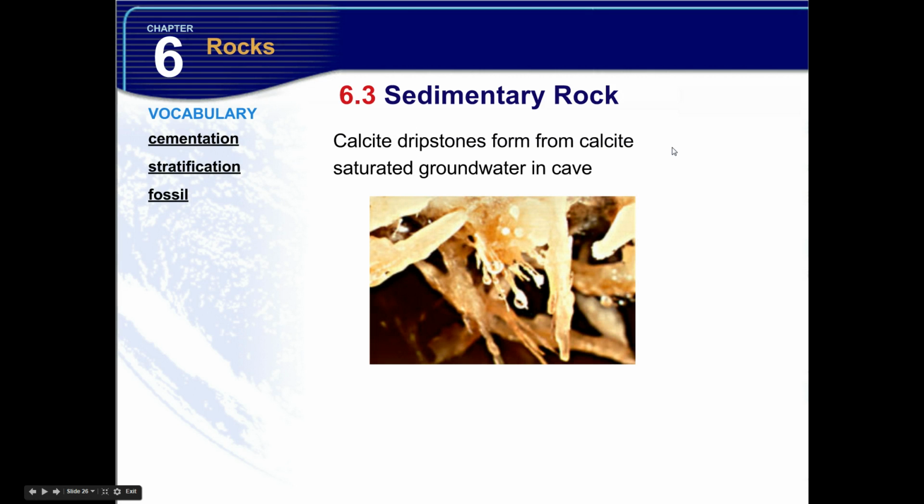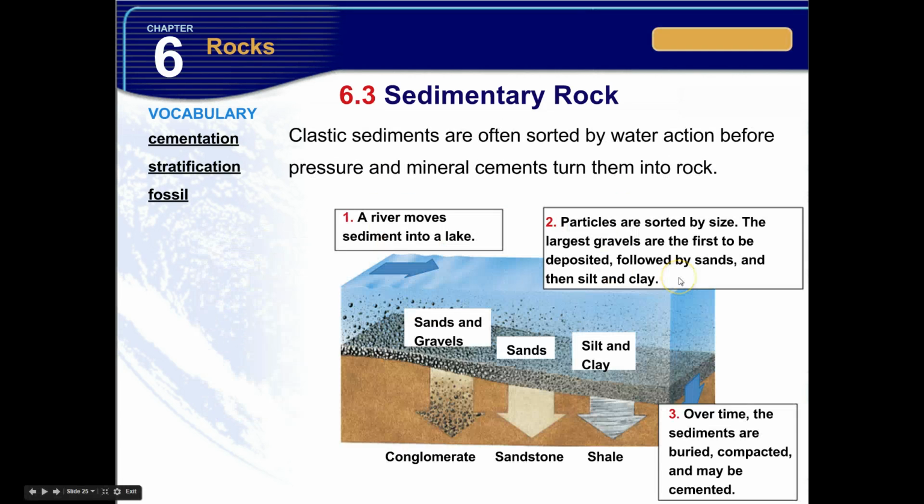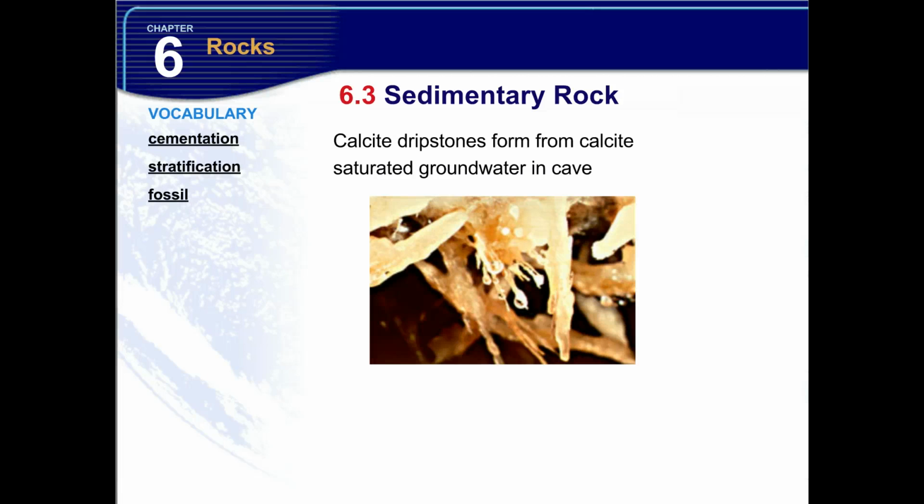Now calcite dripstones form from calcite saturated groundwater in caves. So the way that these sedimentary rocks form are clastic sediments, formed from clastic sediments. You also have some from chemical processes like calcite and the dripstones.